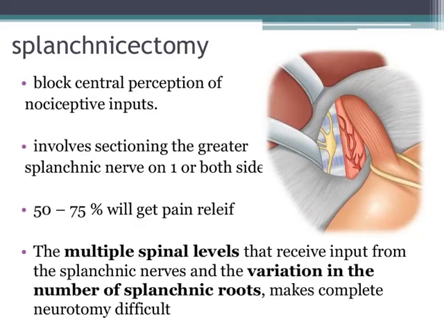Splanchnicectomy blocks central perception of the nociceptive input. It involves sectioning the greater splanchnic nerve on one or both sides. 15–75% will get pain relief. The multiple spinal levels that receive input from the splanchnic nerves and the variation in the number of splanchnic roots make complete neurotomy difficult.